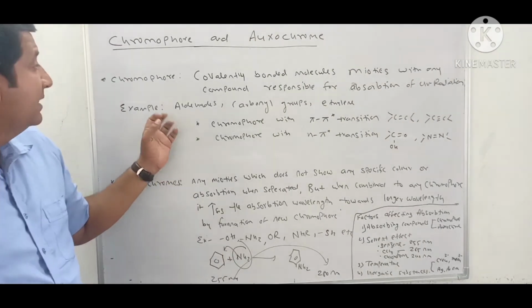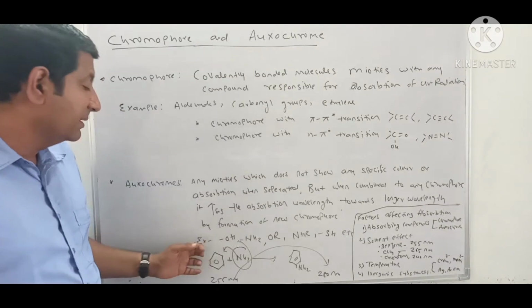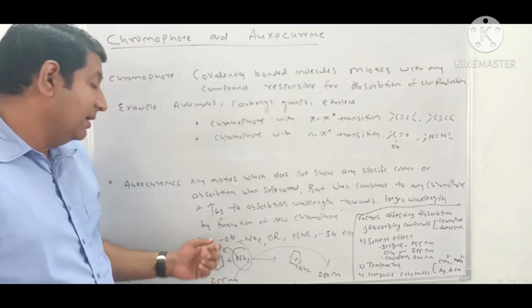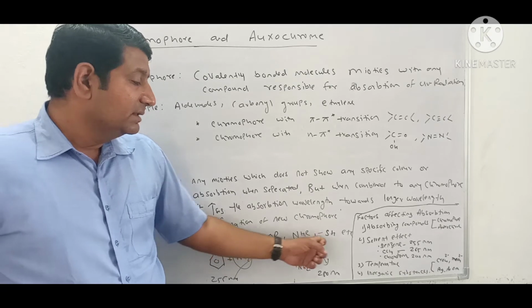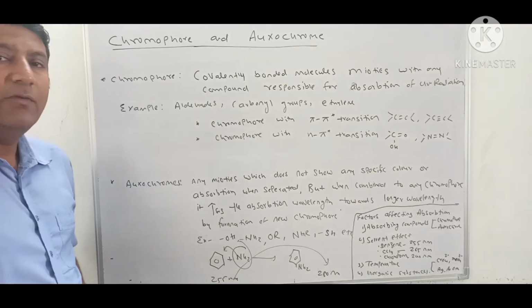Like we studied examples of chromophore, there are some examples of auxochrome as well: alcohols, amines, ethers and the SH group. These are all examples of auxochromes.